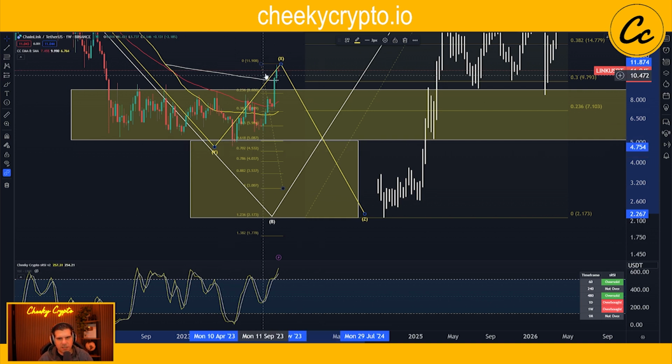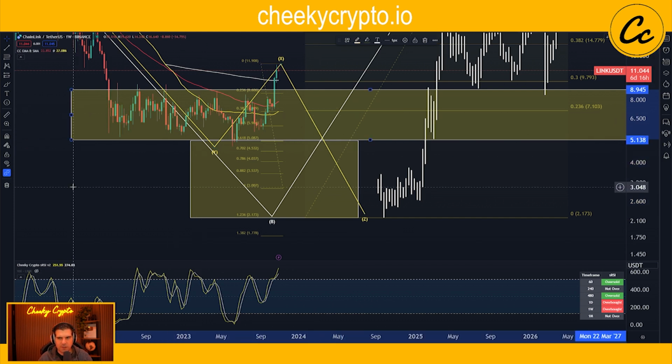We've had a good run to the upside. Chainlink is incredibly volatile. It's why I like the asset, but essentially I'm expecting a big pull to the downside here, at least to revisit the previous area of accumulation, which was between $5.13 and $8.94. So this big yellow box here, this is our accumulation range that we've been in for a while.